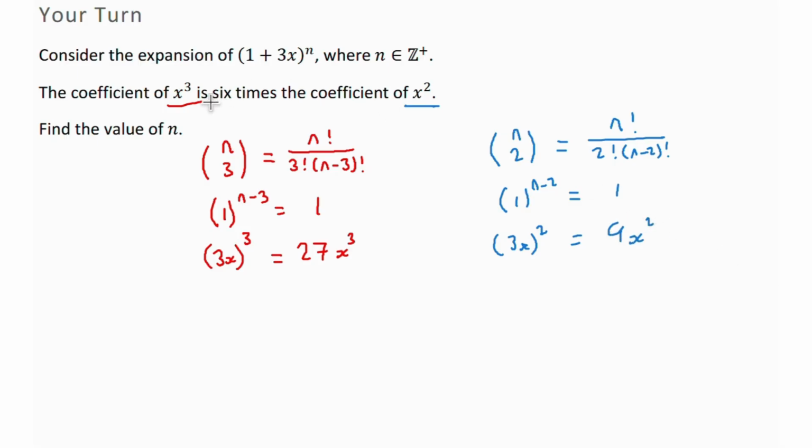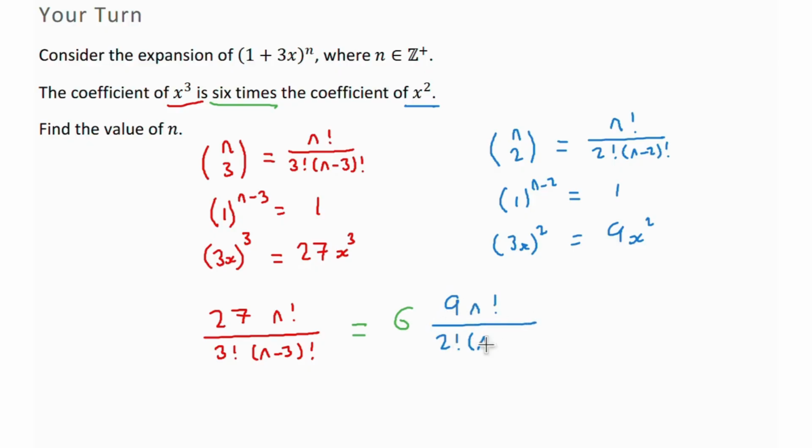Now what we're told in the question is that the coefficient of x cubed is 6 times the coefficient of x squared. So the coefficient of x cubed, multiplying through here, is 27 n factorial over 3 factorial (n minus 3) factorial. And we're told that that is equal to 6 times the coefficient here, which is 9 n factorial over 2 factorial (n minus 2) factorial. Now we've reached an equation.